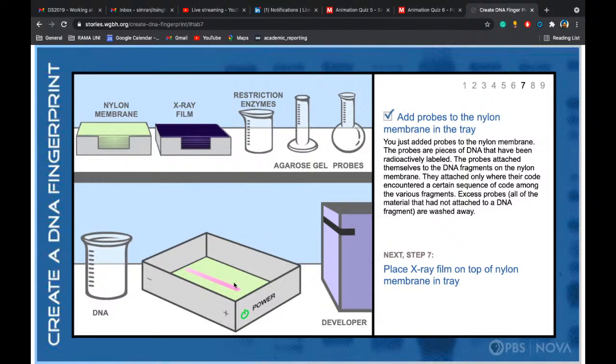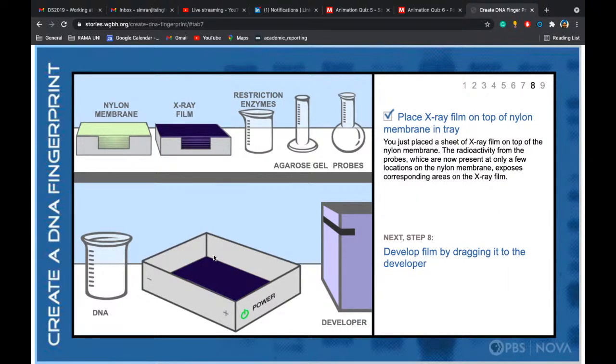Now put X-ray film on top of the membrane. We put this X-ray film. Now we will develop this film by putting it into the developer.